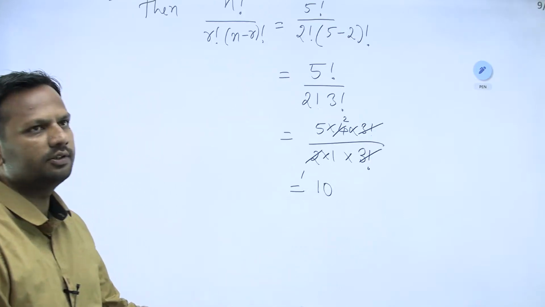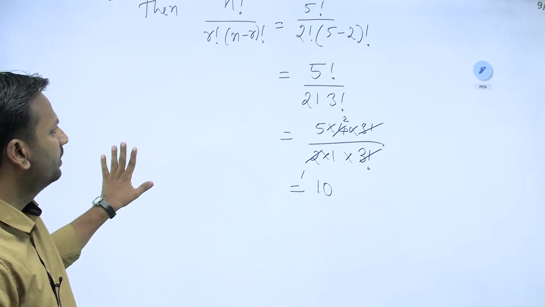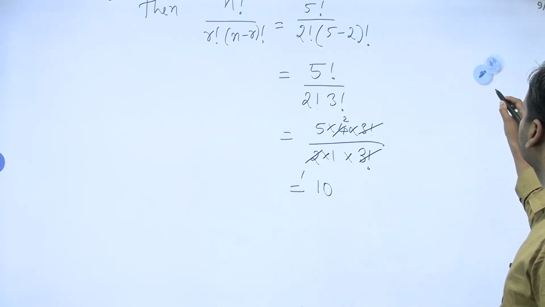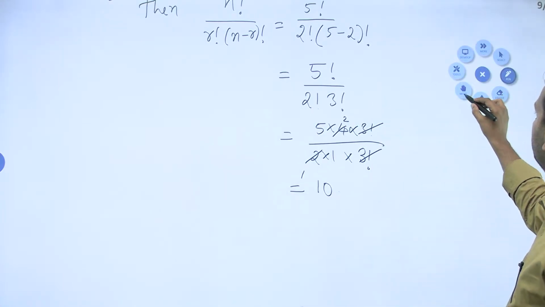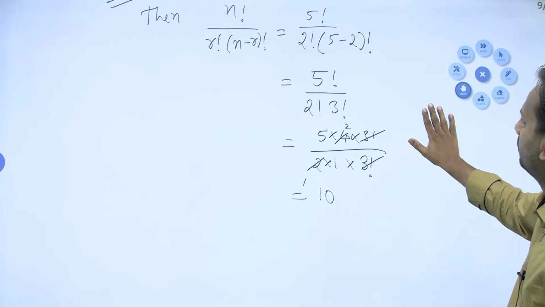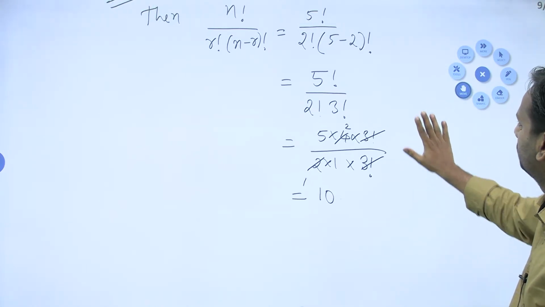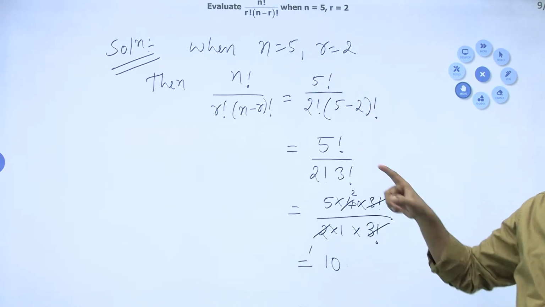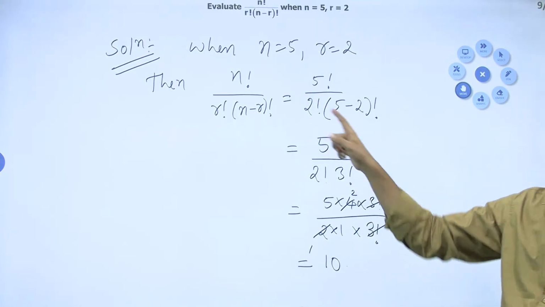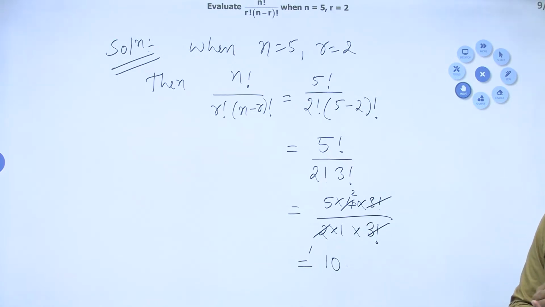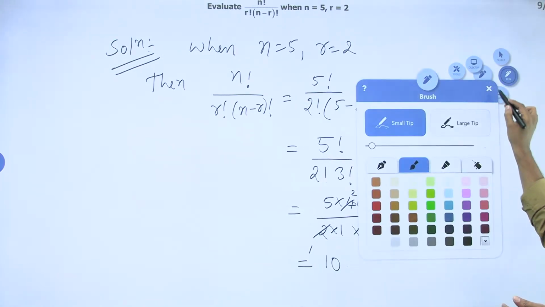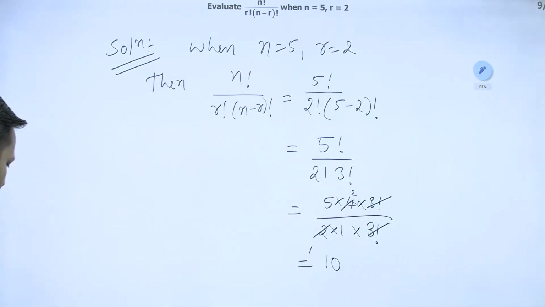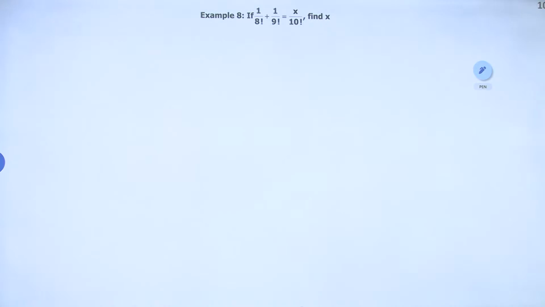10. So this is the value of the given quantity whenever n is 5 and r is 2. The given quantity value is how much here? 10. Got it now? So let us move on with the next worked example problem, students.